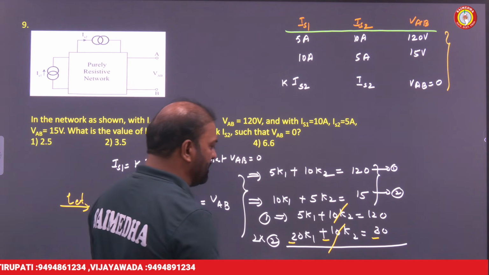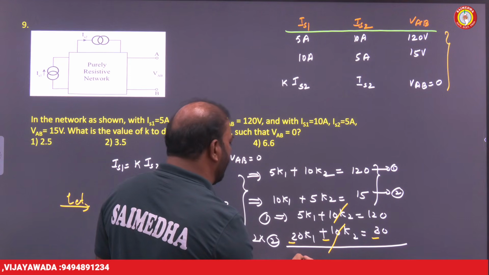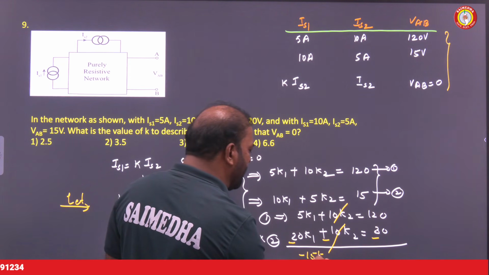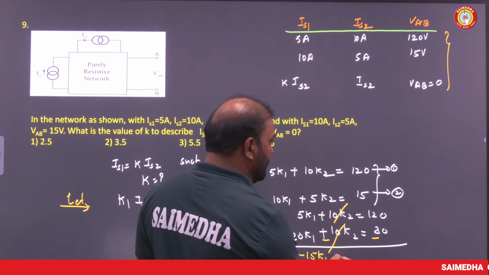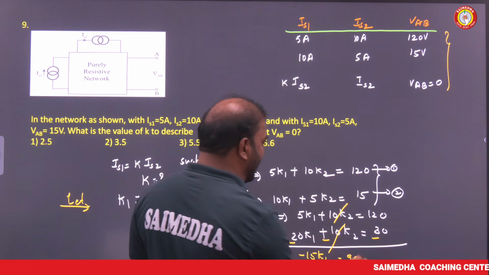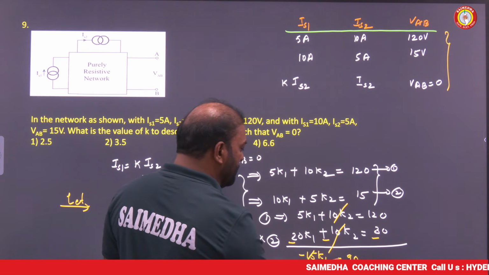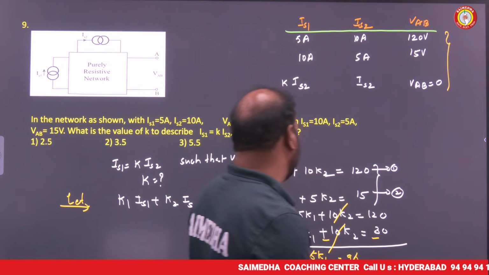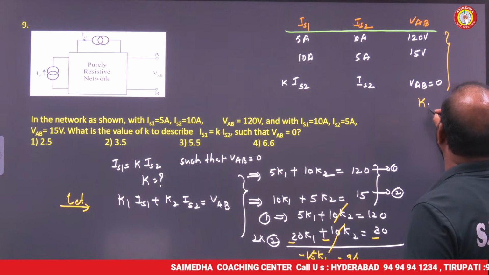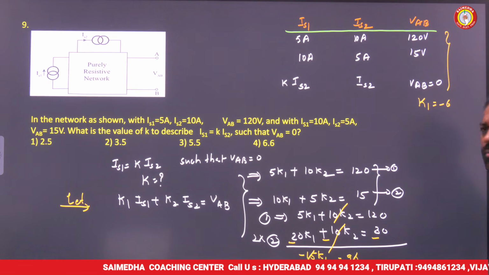10K2 minus 10K2 gets cancelled. 5K1 minus 20K1 is minus 15K1. Minus 15K1 is equal to 120 minus 30, which is 90. So 15 times 6 is 90, and we got K1 is equal to minus 6.